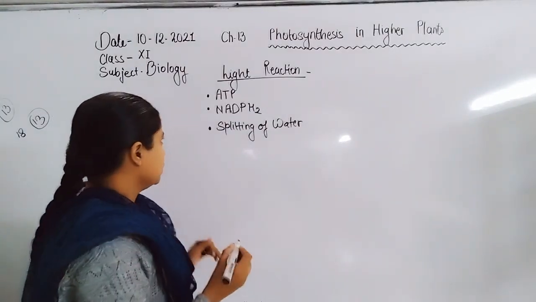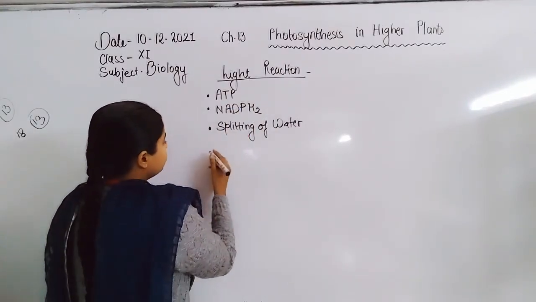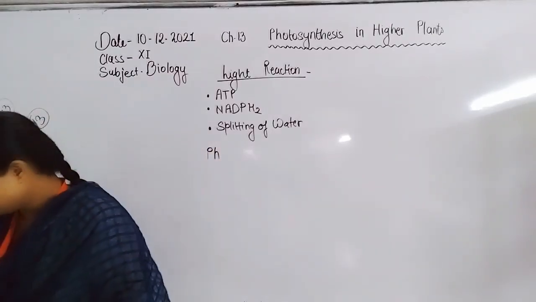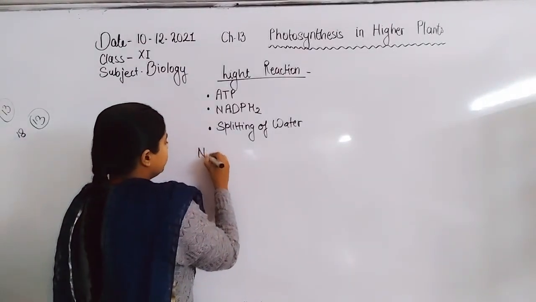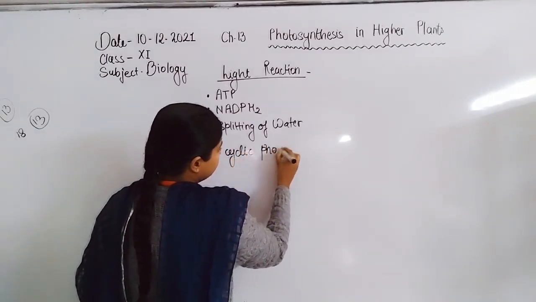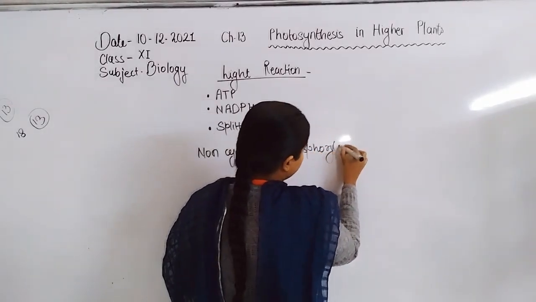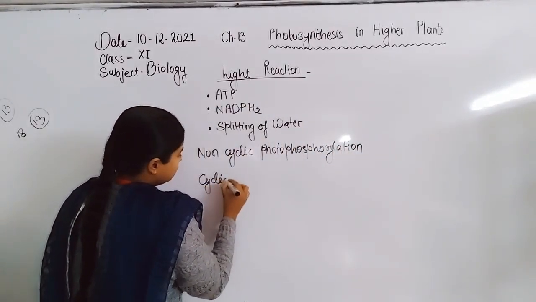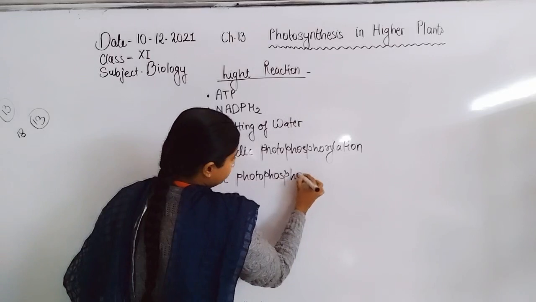Now let us discuss the processes through which ATP or NADPH gets synthesized. There are two kinds of phosphorylation: cyclic photophosphorylation and non-cyclic photophosphorylation. First we will discuss the non-cyclic photophosphorylation, and then the cyclic photophosphorylation.